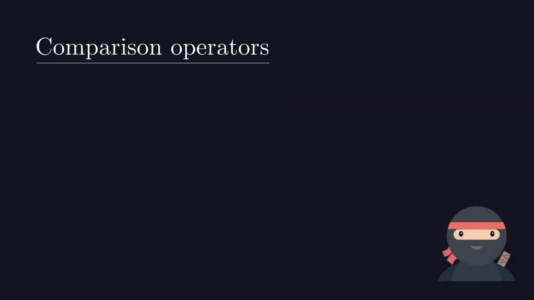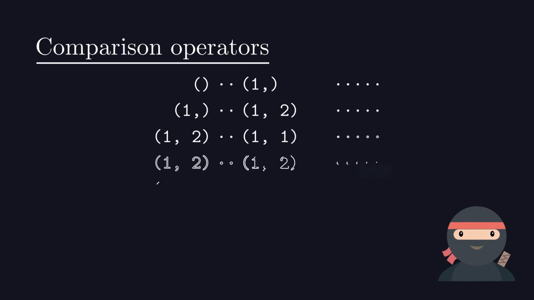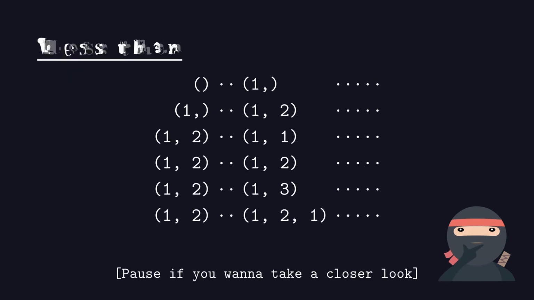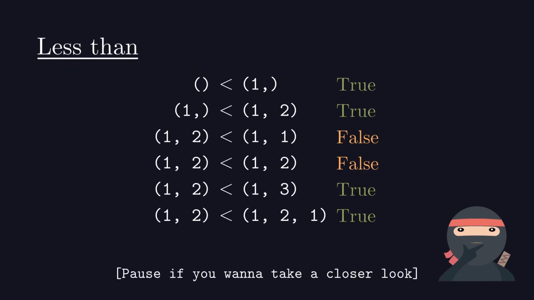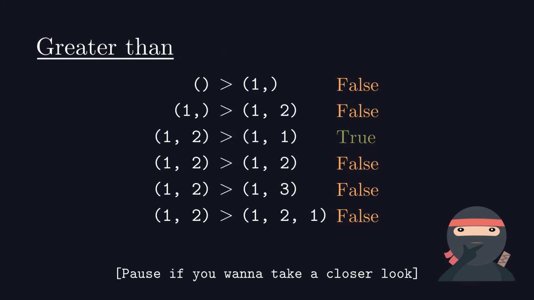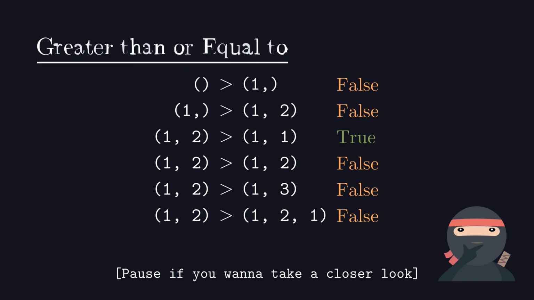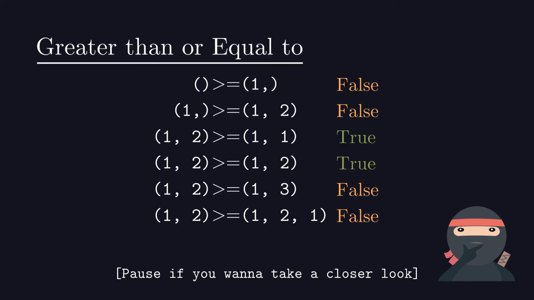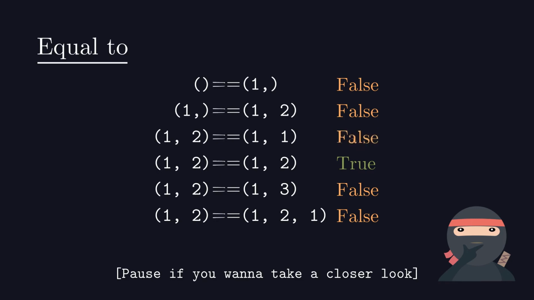We can use all the comparison operators on tuples. It will compare elements one by one. If both of the elements are same, then it will compare the next one, and so on. Just like a dictionary order.